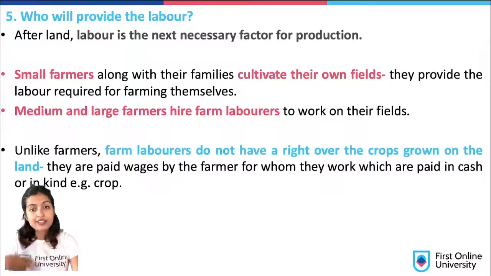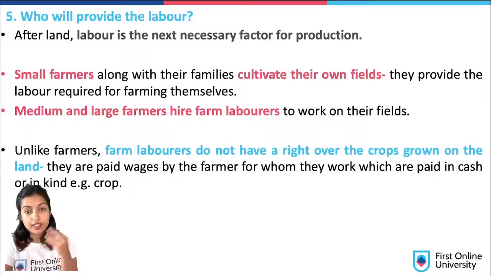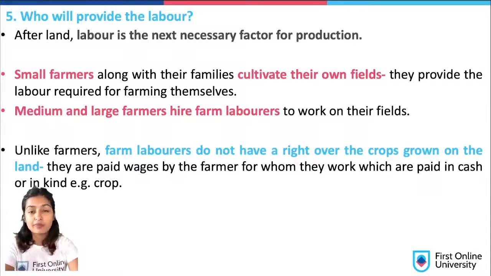And for that kind of work that they give on that land, they need to be paid some kind of cash or kind, because nothing is coming for free here, right? So either they'll be paid in terms of crops, that is in kind, or they'll be paid in terms of cash.